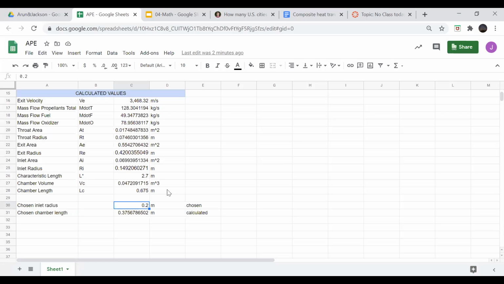So you have the volume of the chamber just given by your L-star times your throat area, because L-star is defined as the volume that the chamber needs to have so that you have enough residence time in the chamber for the combustion to finish. So that's how you get the volume from L-star.